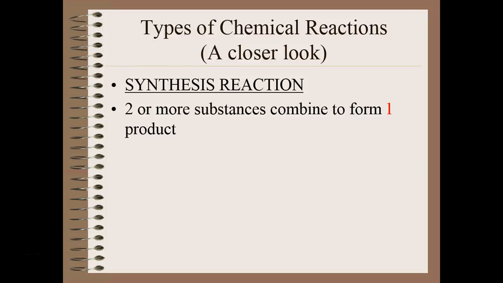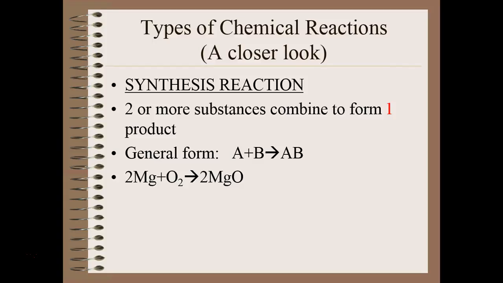There are several types of chemical reactions that we are going to take a look at. The first one is the synthesis reaction. In this reaction, 2 or more substances combine to form one product. That's a key to remembering what a synthesis reaction is. And you may remember this from your video that dealt with the Flintstones. So the general form for synthesis is A plus B yields AB. A real reaction might be 2 magnesium plus oxygen yields 2 magnesium oxide.